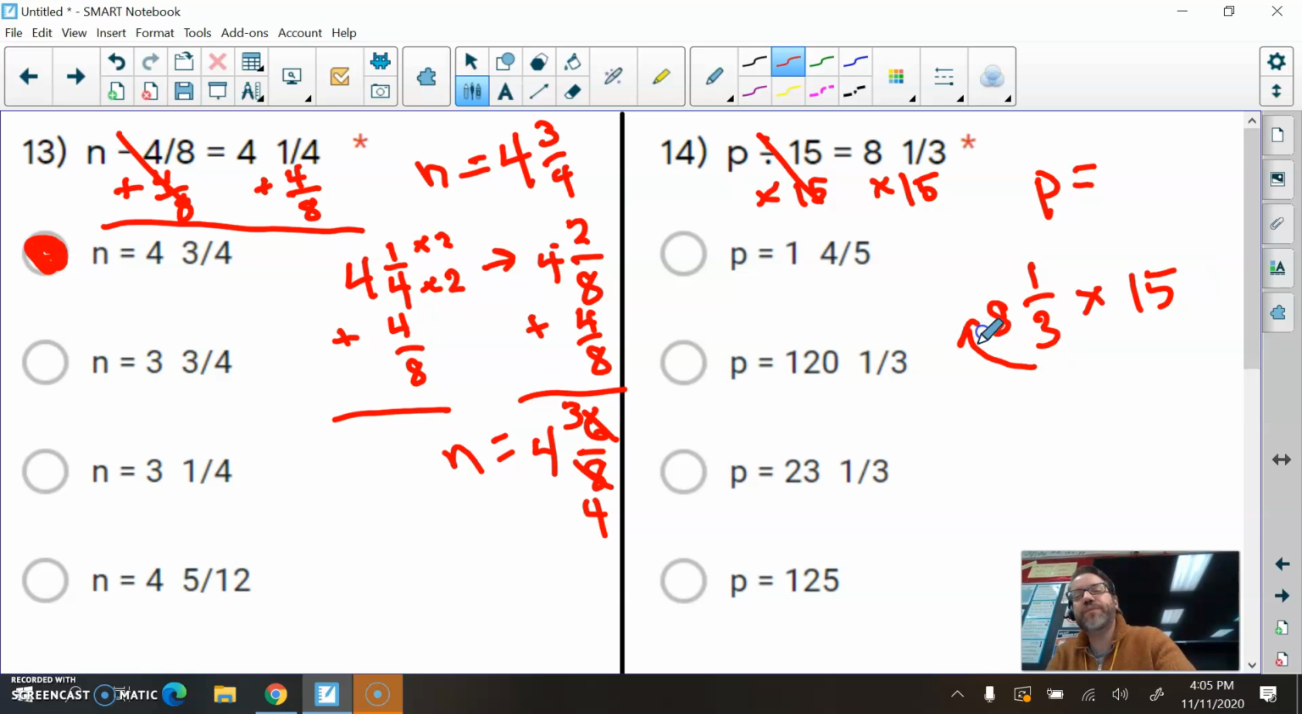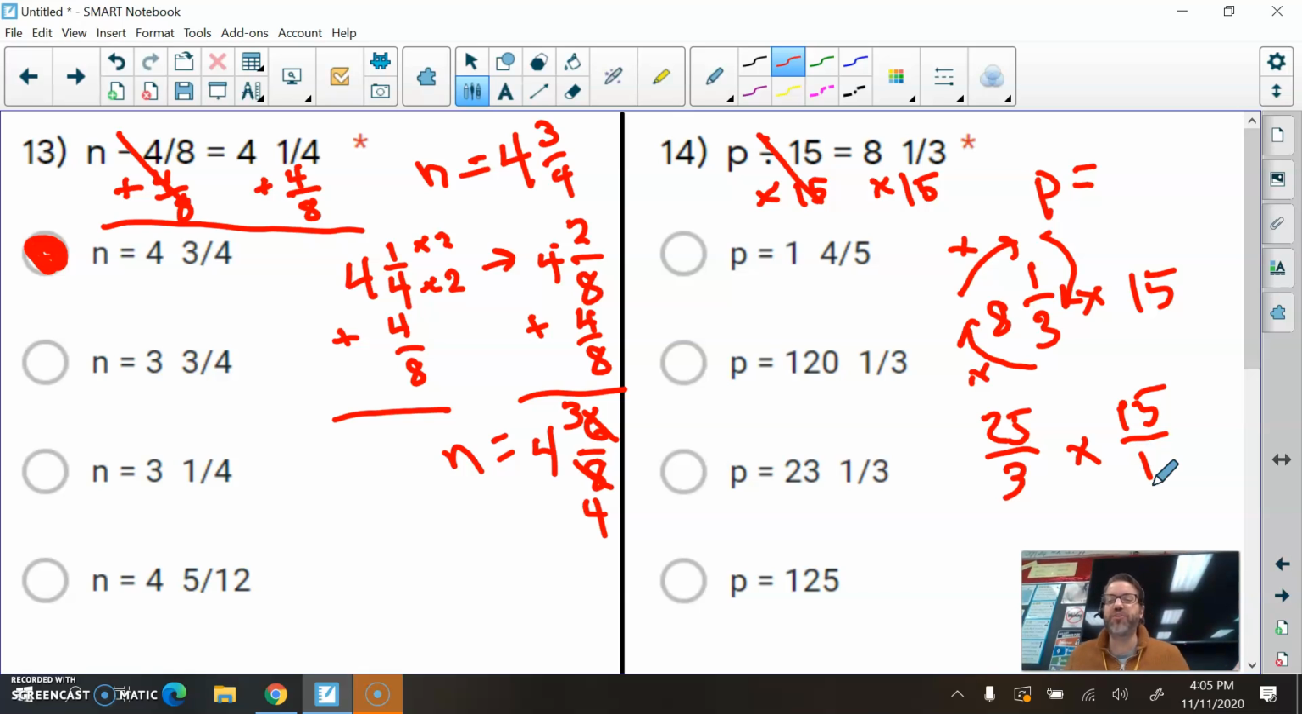Go around the horn here. 3 times 8 is 24. 24 plus 1 is 25, and we put that over 3. And we multiply by, and now I can write 15 as an improper fraction by putting it over 1. Any whole number can be written as a fraction by putting it over 1.